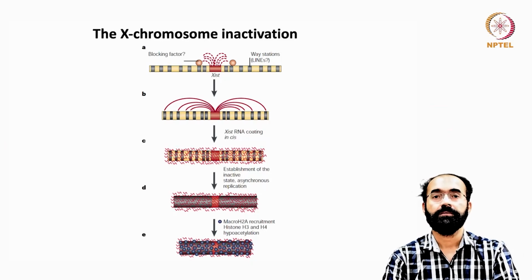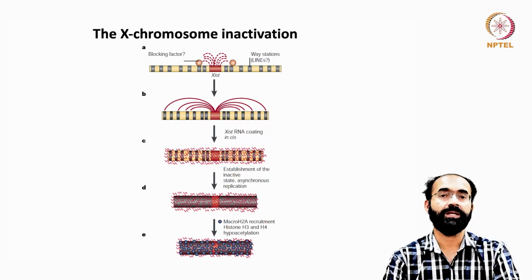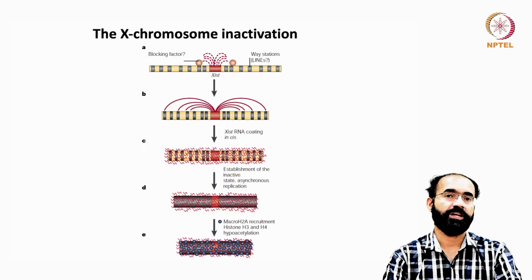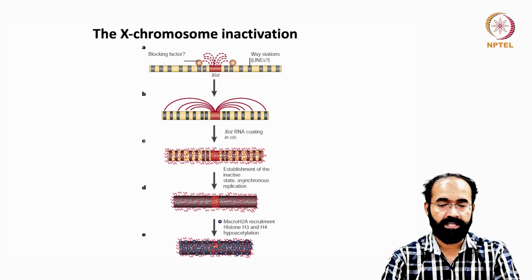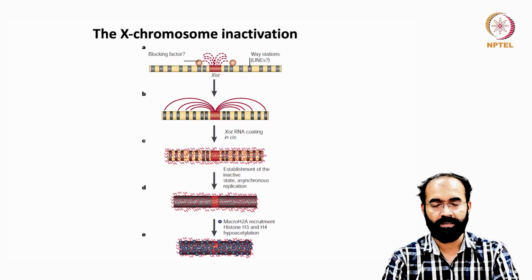That means the DNA of this X chromosome is now asynchronous to the rest of the chromosomes, meaning they became out of sync. It is not in synchrony with the rest of the chromosomes, so it is following a different route. It is following very slow replication, very late replication, etc. Credit goes to this compaction. And finally you have the recruitment of this macroH2A histone isoform, and histone 3 and histone 4 get hypoacetylated, meaning deacetylation takes place, and that will make the chromatin very tight, as you see here.